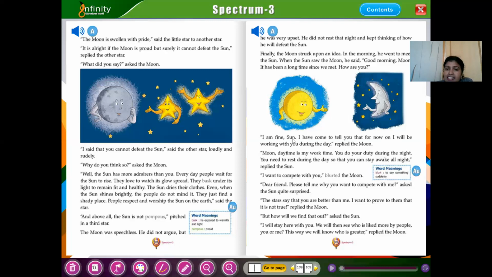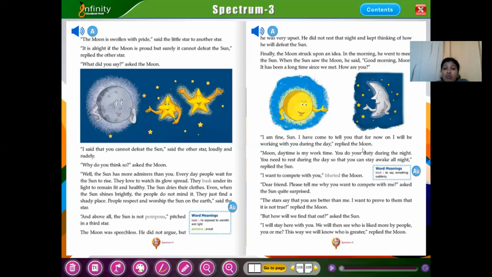When the sun asked him, "How are you?" the moon answered, "I am fine, sun. But I want to tell you something. Because of that, I have come here. I want to work with you during daytime." Usually we know that the moon works at night and the sun works during the day.